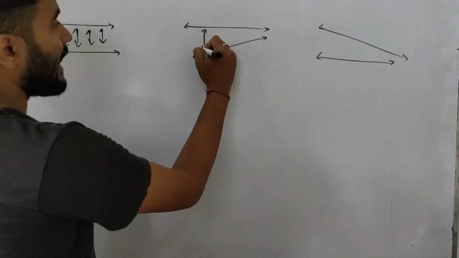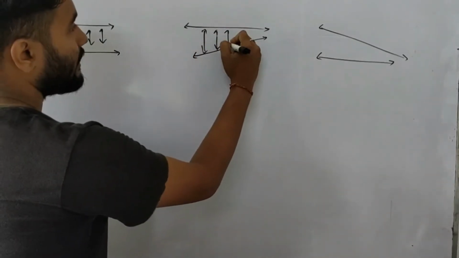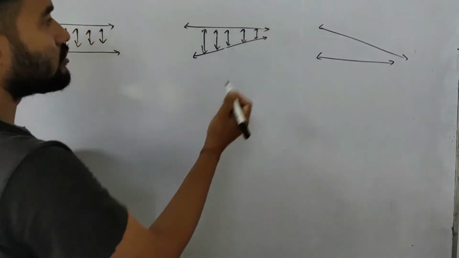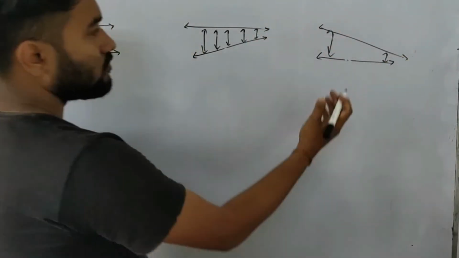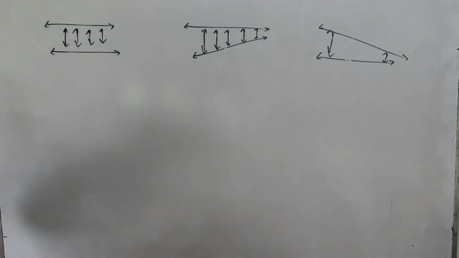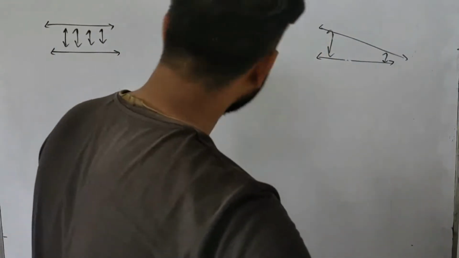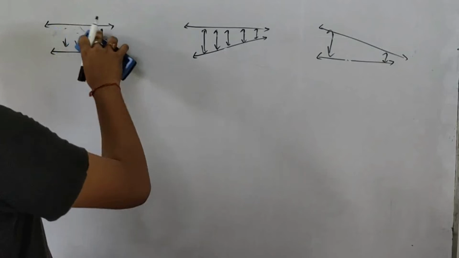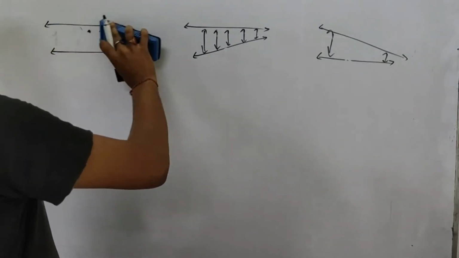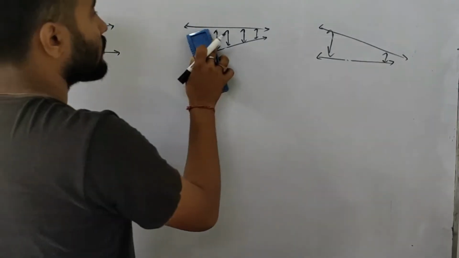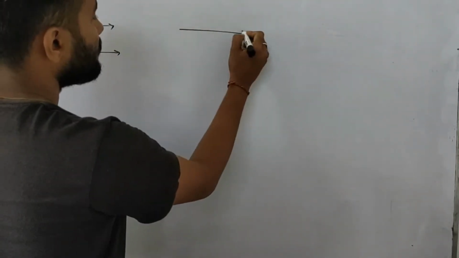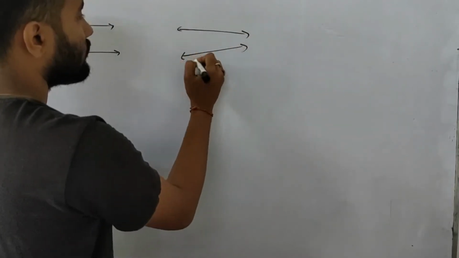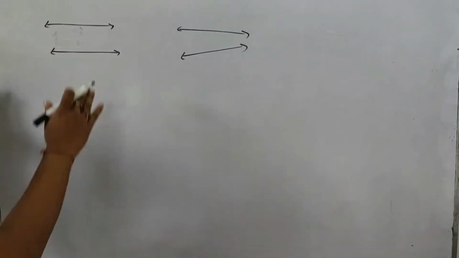Over here you see the gap is not the same. It is getting shorter and shorter. Over here it is long and over here it is short. So they are not parallel. If the gap between the two lines is the same, then we call them parallel lines.